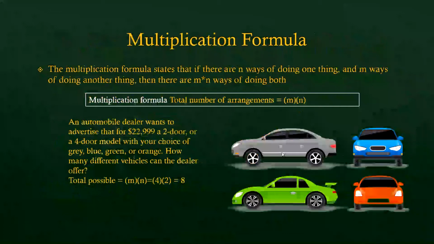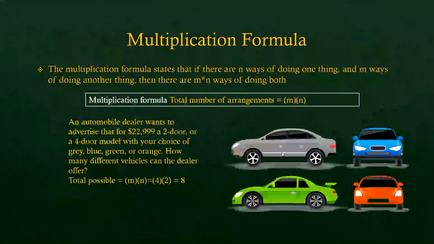Okay, in this particular situation, you have an automobile dealer who wants to advertise that for $22,999, you can get a car that is a 2-door or a 4-door model with your choice of gray, blue, green, or orange. He wants to know how many different vehicles the dealer is offering for an advertisement. So he looks at it and says, okay, I've got a 4-door model and a 2-door model, so there are 2 different types of doors. And then I offer 4 different colors.